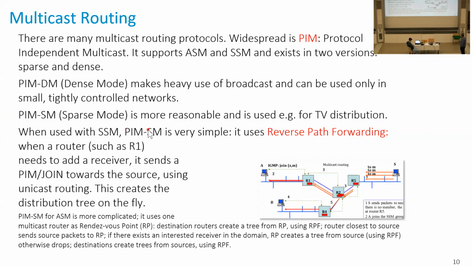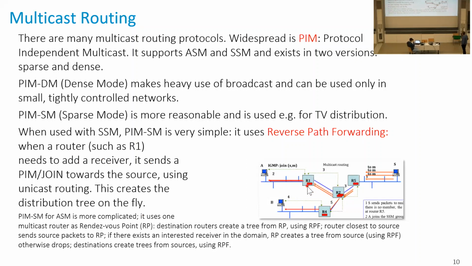And the idea is very simple. It uses the reverse path. For example, when a router, such as R1, needs to add the receiver A, remember, A needs to do that to be able to participate in multicast here.